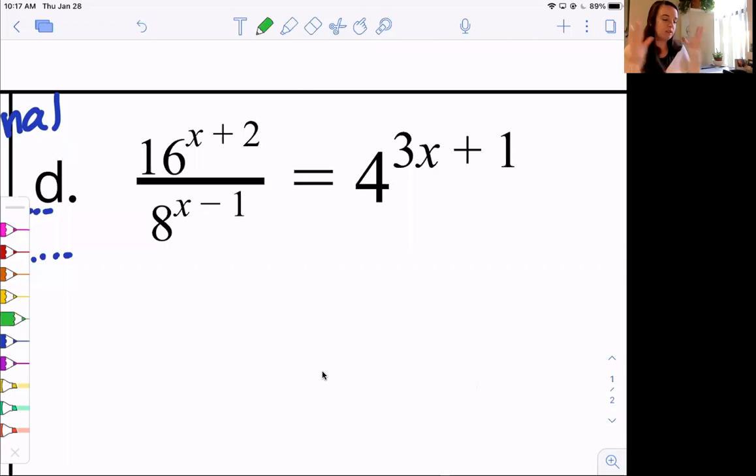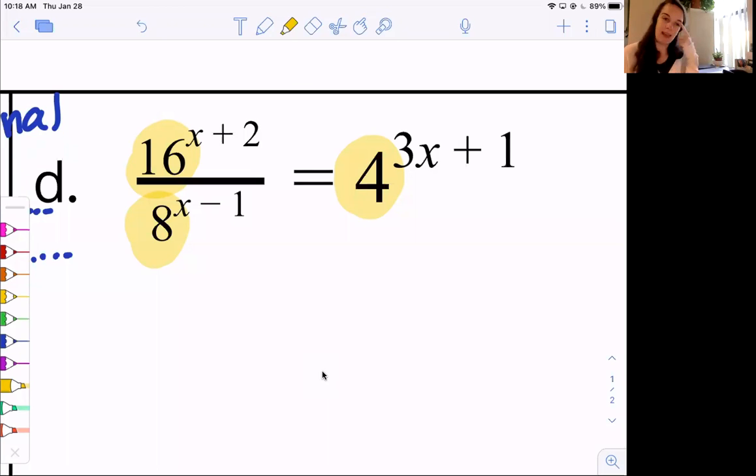All right, getting ready. How many different bases are currently in this problem? 3, yes, we have 16, 8, and 4. We have to make those all the same. With 16, 8, and 4, what could we use as our common base? Yes, for sure, we can use the number 2.